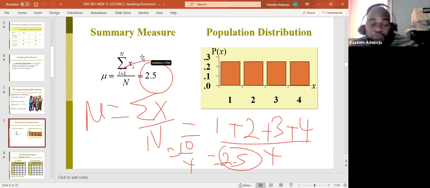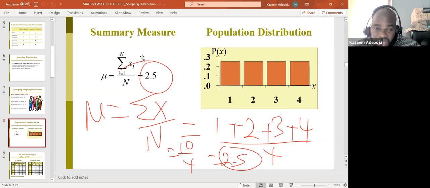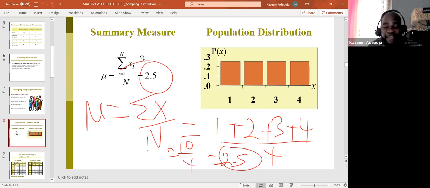Now, this is for the population mean. But I said we are not going to make use of all the data in the population because we don't carry out what we call complete enumeration. What we do is a partial enumeration, where we don't need to study everybody in the population before we can have a result. But what I want to demonstrate to you right now, sorry, give me 1 second.